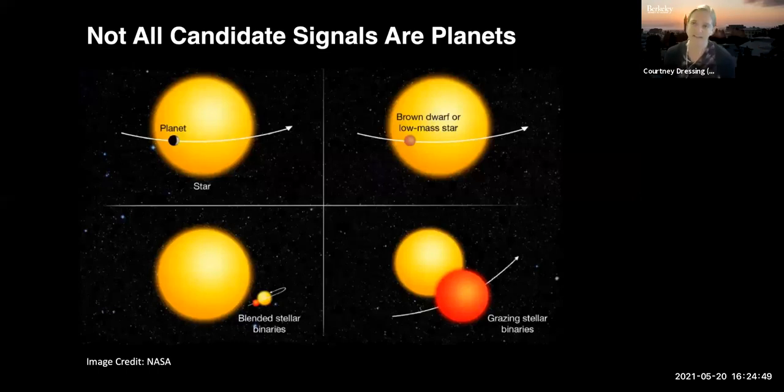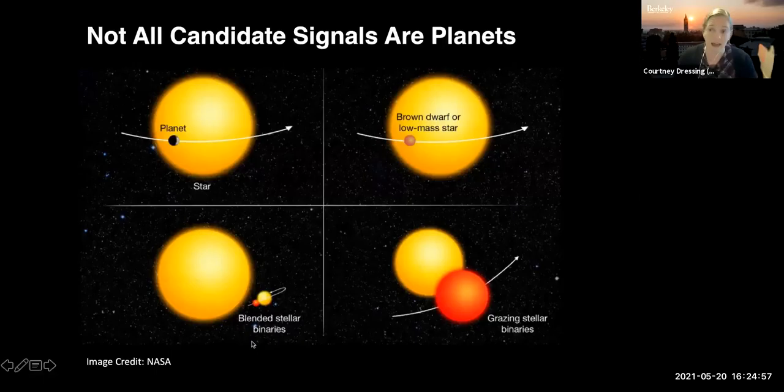We might have a case where our target star is actually orbited by a brown dwarf or a low mass star. We might have a case where there's a nearby stellar binary, either something that is actually physically associated or just happens to be a chance alignment along the line of sight. Or perhaps we have a case where we have 2 stars that have a grazing eclipse.